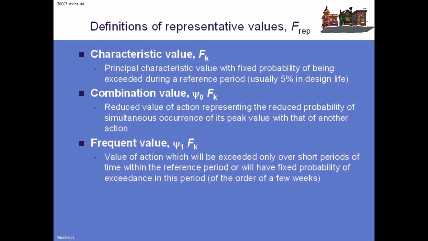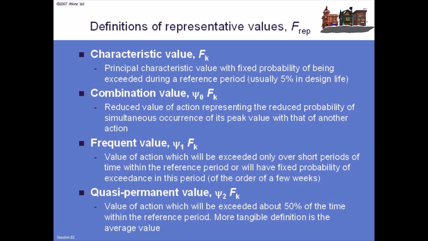And then finally we have what's called the quasi-permanent value of an action, which we obtain by multiplying the full characteristic value by psi 2. And psi 2, or basically the quasi-permanent value in Eurocode 0, is defined as the value of action which will be exceeded about 50% of the time, but a much more tangible definition, if you like, is that it's an average value. So if you multiply the characteristic value by psi 2, what you're getting is pretty much an average. And that has some interesting effects, as we'll see throughout the course of the next day or so.